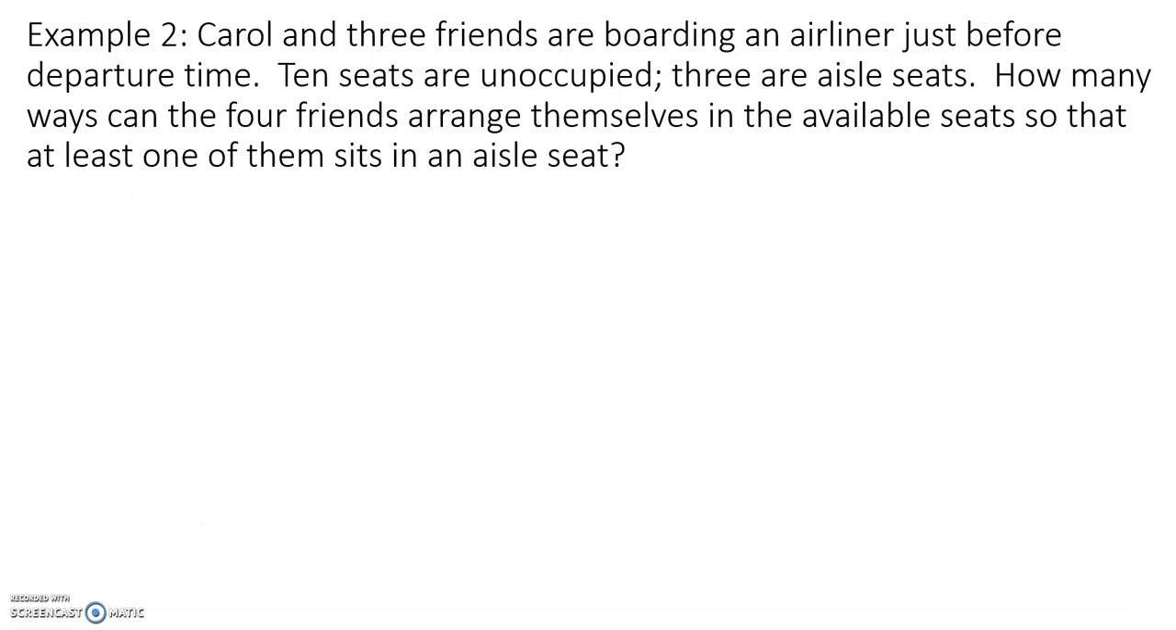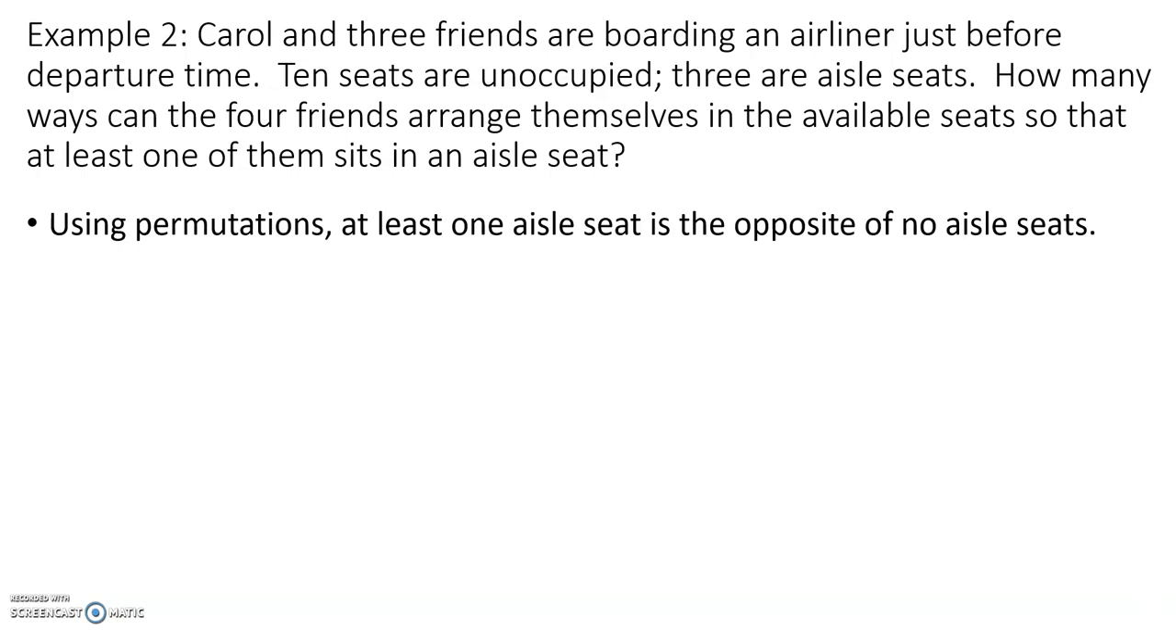Example 2. Carol and 3 friends are boarding an airliner just before departure time. 10 seats are unoccupied. 3 are aisle seats. How many ways can the 4 friends arrange themselves in the available seats so that at least one of them sits in an aisle seat? Using permutations, order matters. Different people in different seats changes things. At least one aisle seat is the opposite of no aisle seats.